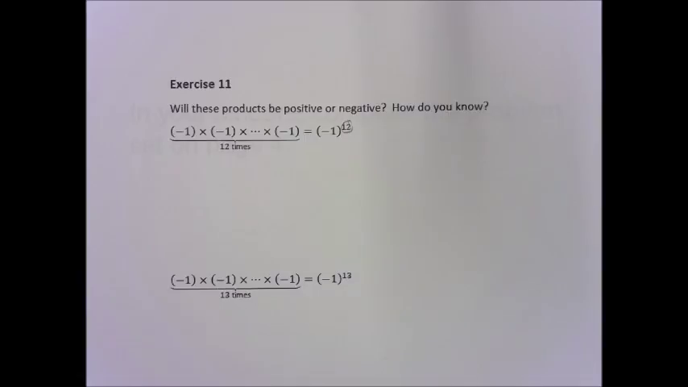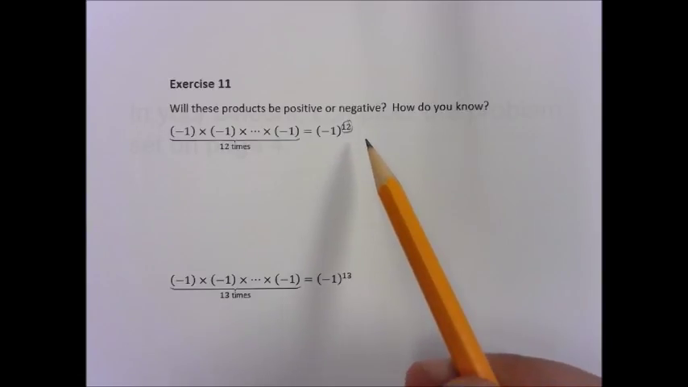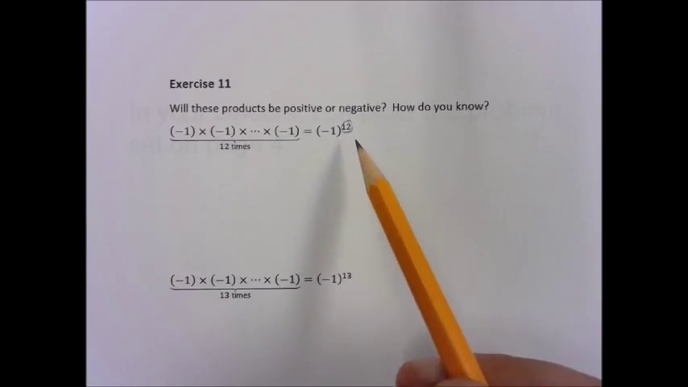Now some of you might say that it's going to be positive because there is a positive exponent, but that's not necessarily the case. The way that you know whether it is positive or negative is based off of this exponent right here. If it is an even number, then the outcome, the product, will be positive.